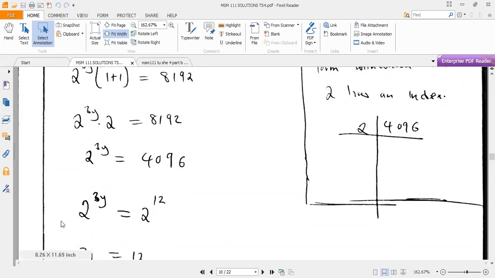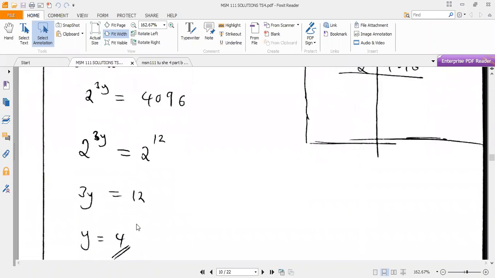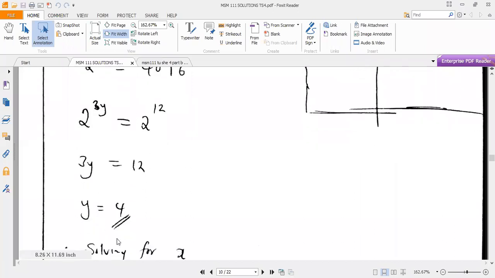Now that the bases are the same, the exponents are equal as well. So we say 3y is equal to 12. Now we solve for y: we divide by 3 and get 4. Are we okay? So you have found your y.